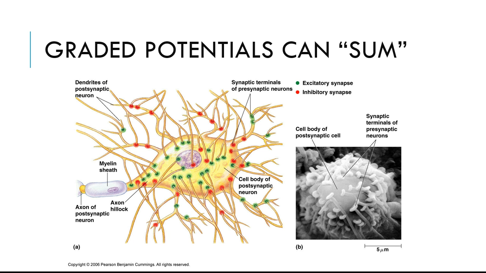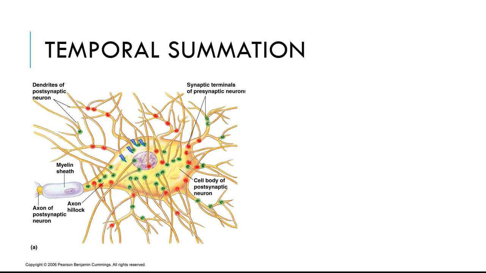How can we sum these together? There are two types of summation. The first type is called temporal summation. I've got a little brief animation. If you look at, for example, this single presynaptic cell, you can see how its axon branches out, and I've got some little arrows. Those arrows are going to flash to illustrate that this presynaptic cell is going to release neurotransmitter fast. The postsynaptic cell is going to depolarize.